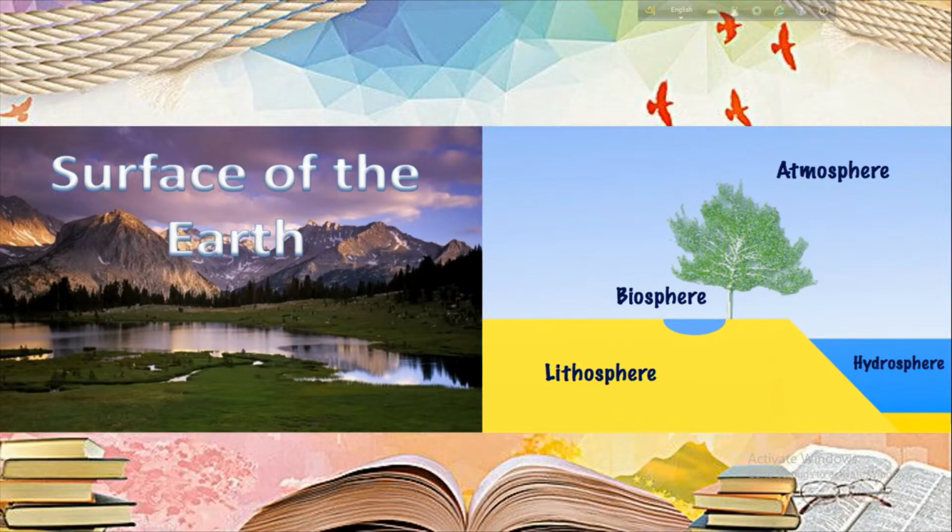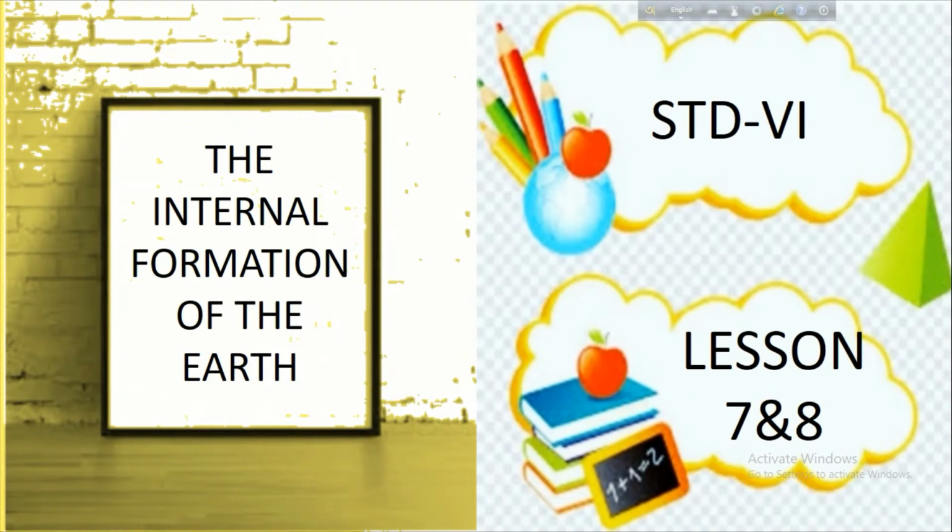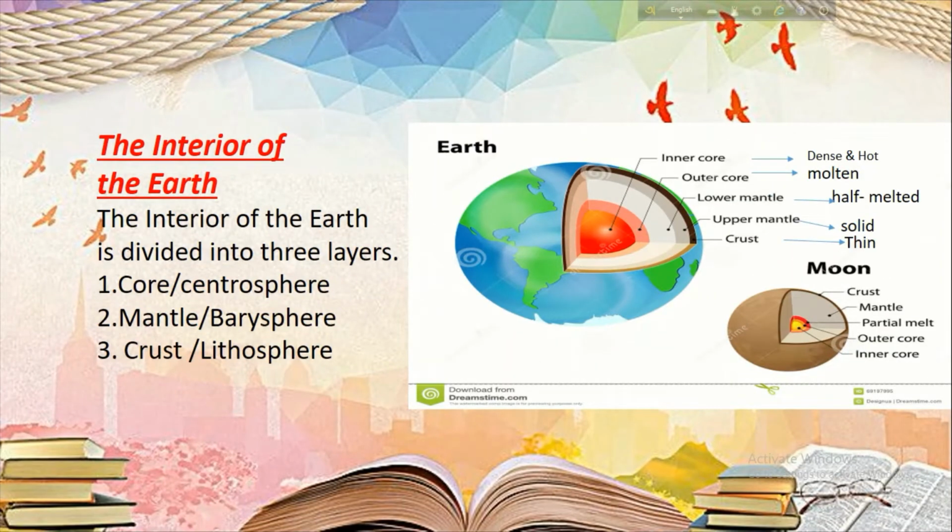So today I am going to discuss the interior formation of the earth, lessons 7 and 8. The earth's interior portion is divided into three layers: core or centrosphere, mantle or barysphere, and crust or lithosphere. Here is the core, the mantle zone, and the crust. The core is divided into two parts, inner core and outer core. The mantle layer is also divided into two parts, lower mantle and upper mantle, and this is the crust.